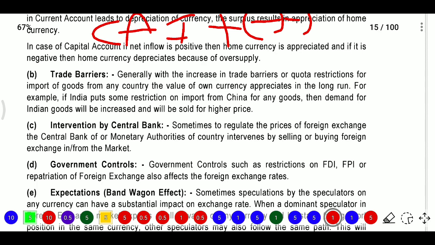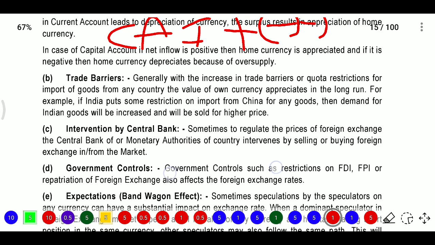After that, trade barriers. Generally, with an increase in trade barriers or quota restrictions on import of goods from any country, the value of own currency appreciates in the long run. For example, if India puts some restriction on import of any goods from China, the demand for Indian goods will increase and they will be sold for higher prices. So if trade barriers are increasing, foreign exchange rates may change.